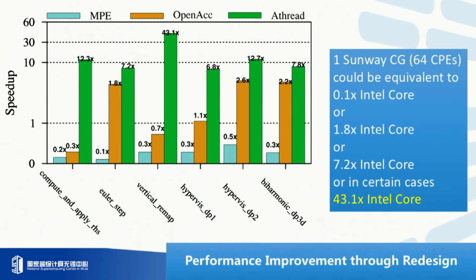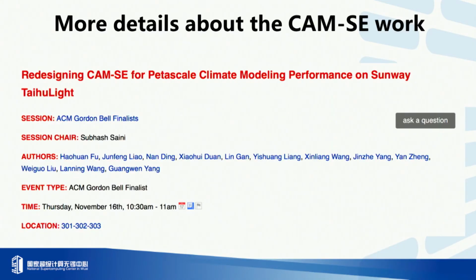So that's really the kind of performance we want to see on this supercomputer. But to achieve that, for code that was designed for some previous architectures, you really want to redesign a lot of the algorithms in that. And this is actually also one of our works that has been selected as the Gordon Bell finalists this year. So if you want to learn some more details, you can come to our talk later today.